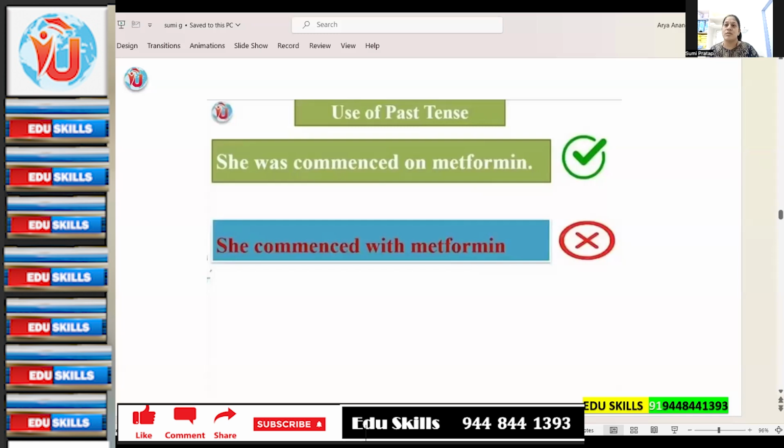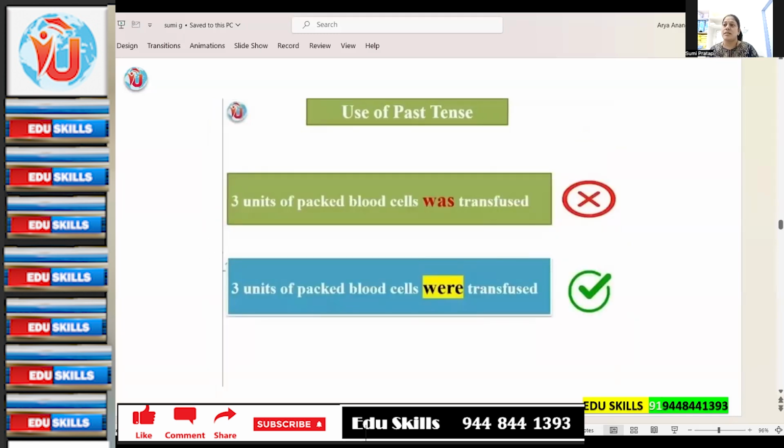The second one also has an example here. 3 units of packed red blood cells were transfused. See, there is plural, 3 units, right? 3 units means it's plural. So there we cannot write was. We have to write were. So both of them are considered passive voice, but we have to consider the subject also. 3 units of packed cells were transfused.